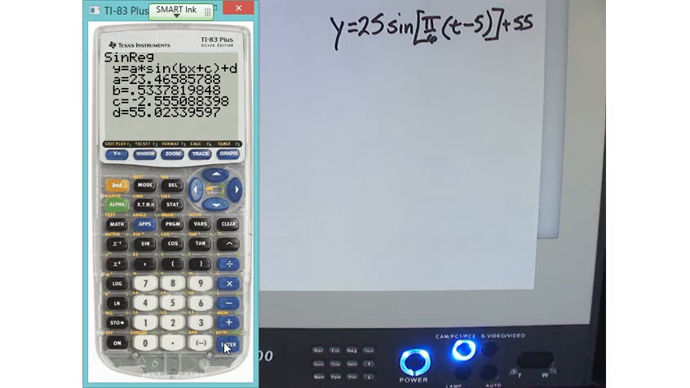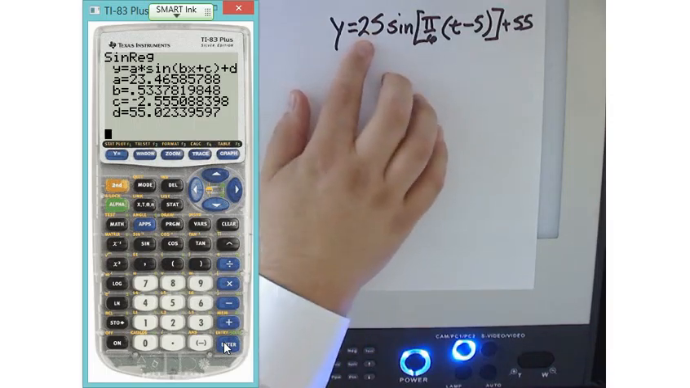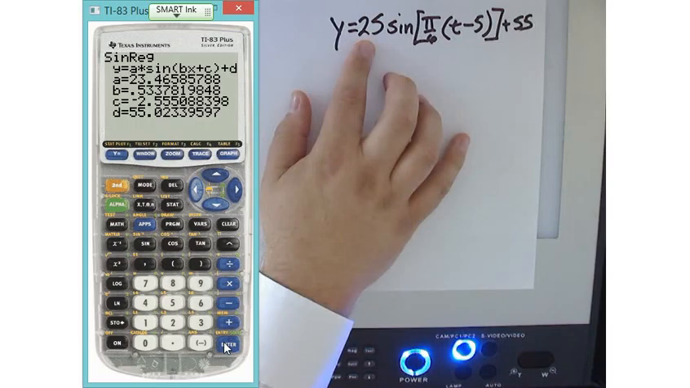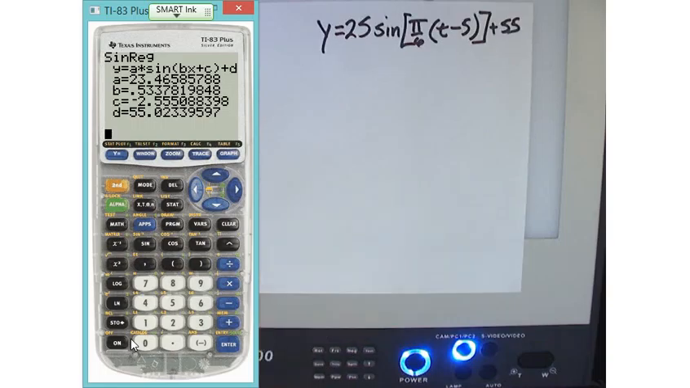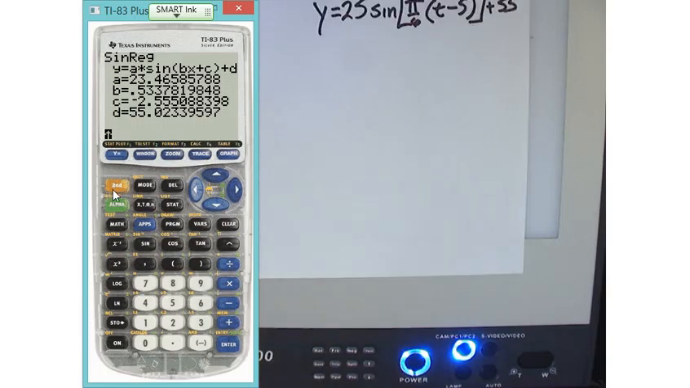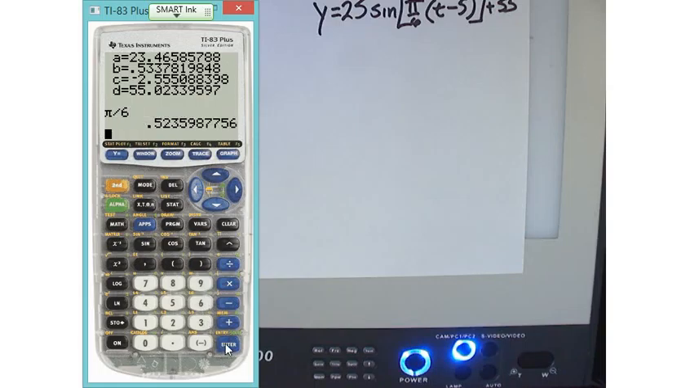What do we know? A was 25 by just guessing. The calculator fits the data to the points a little closer, so the calculator spit out 23. So we're pretty close. For the B term, it was pi over 6. For theirs, it was 0.5. If I do pi divided by 6 as a decimal, it's 0.52. Theirs was 0.53.